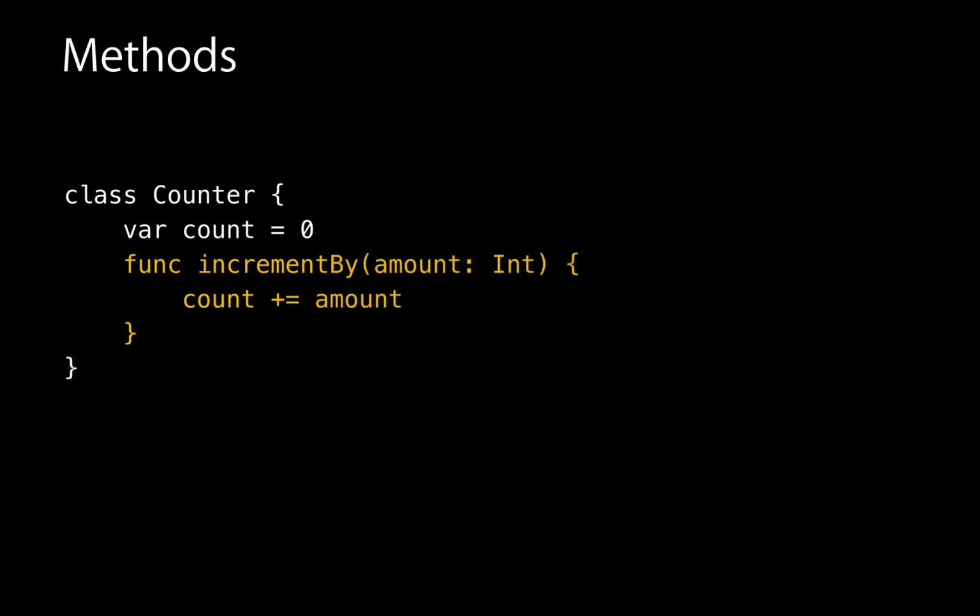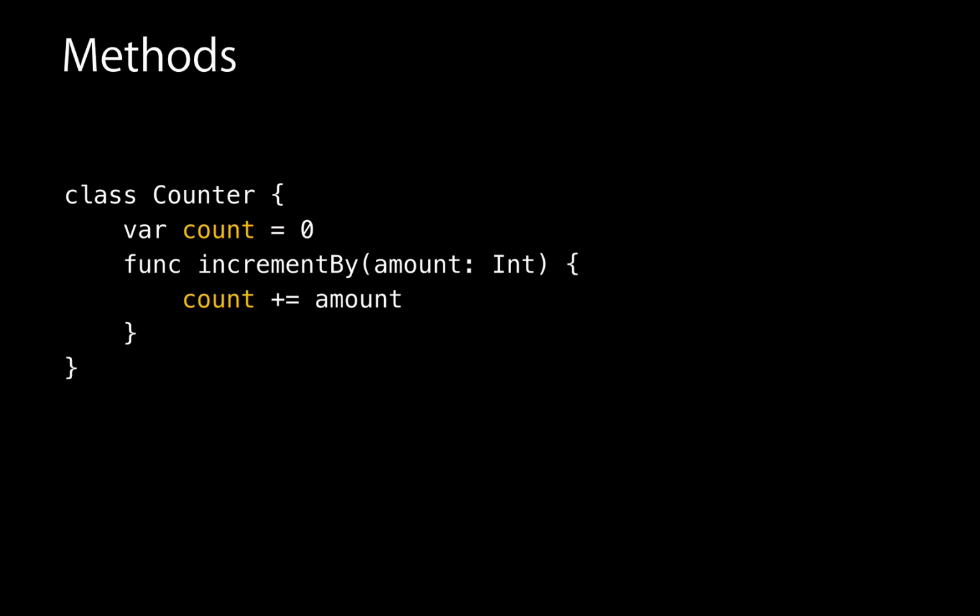If we make it a bit more complex, if we add a parameter, again, it's just the same as the function parameters we saw earlier. Note that when we refer to count here, we don't have to use self.count inside the method because it's clear what we're referring to. There's no ambiguity here.